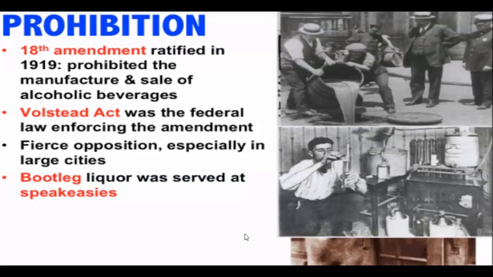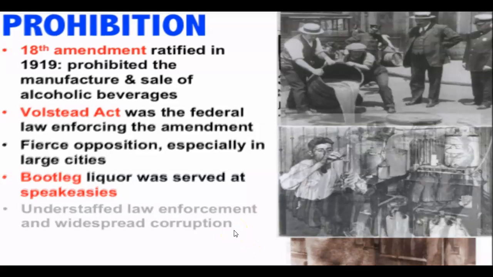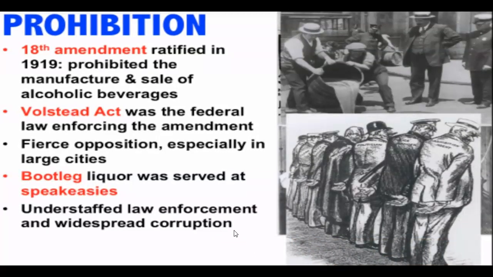There was plenty of opposition, especially in larger cities. And what you started to see in many large cities, for example, New York, you would see thousands of illegal bars start to pop up. They were known as speakeasies. And the liquor they were serving was known as bootleg liquor. This was liquor or alcohol that was made and transported and sold illegally in many of these places, right?